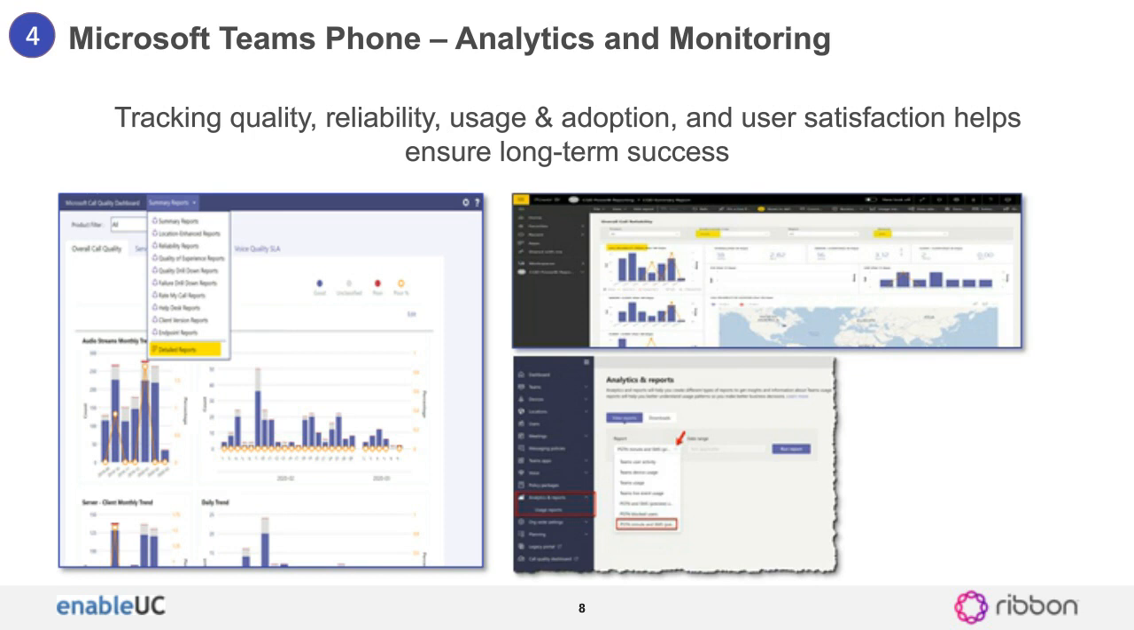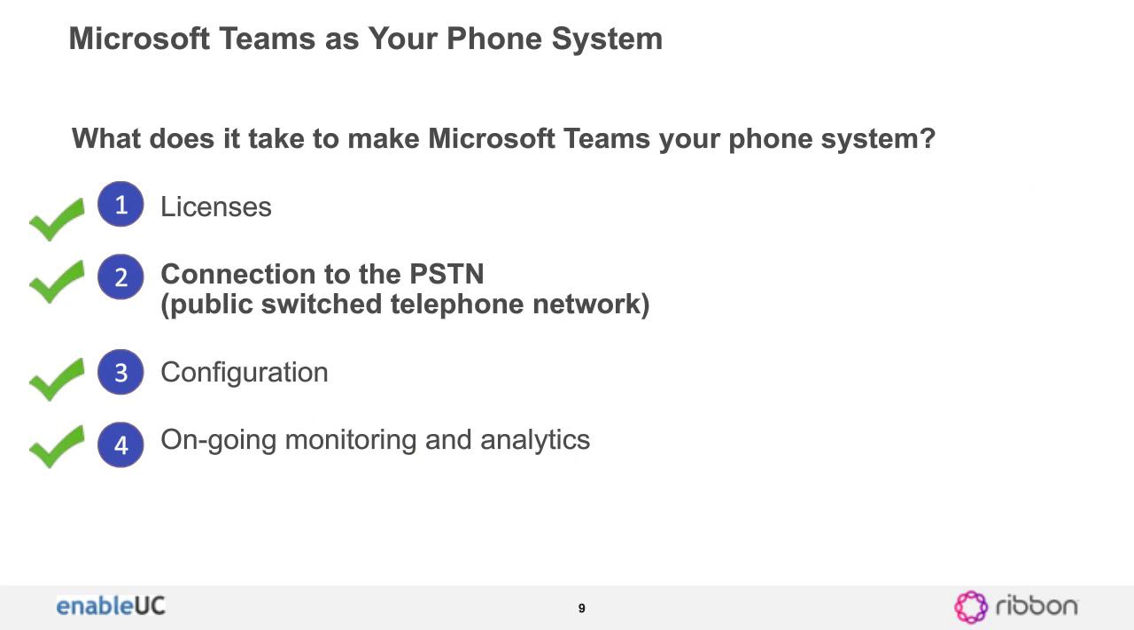Here on this slide is a number of different reports that are available from the Microsoft Teams Admin Center. And while it takes a little while to get used to it, there's a wealth of built-in reports that Microsoft has provided out of the box. And if you find these to be insufficient, there's also some third-party reporting available. So those are the four steps: licensing, the connection to the PSTN, the configuration, and ongoing monitoring and analytics, and you have Microsoft Teams as your phone system.